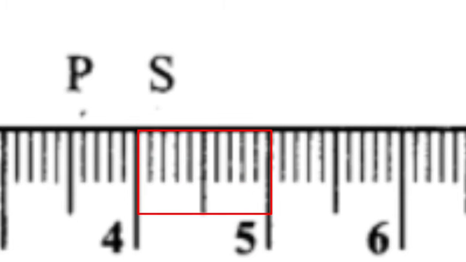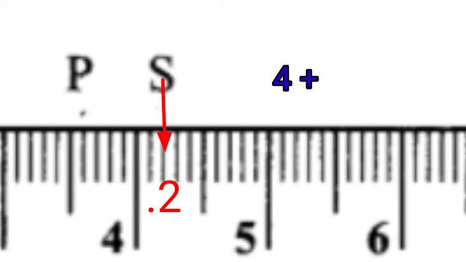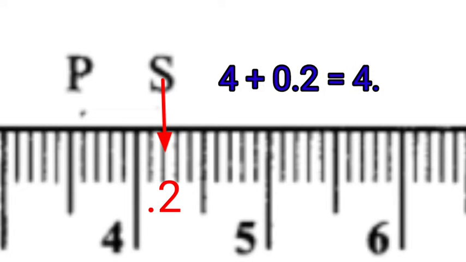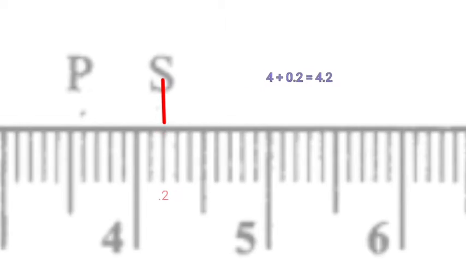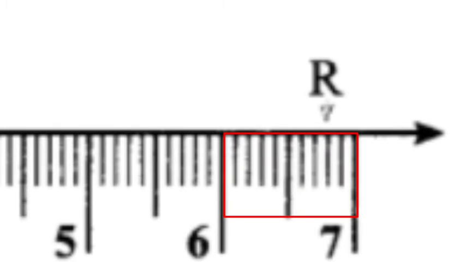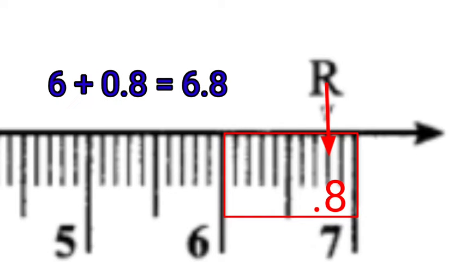The unit length between 4 and 5 is divided into 10 equal parts. The second part is taken as S. Therefore, S represents 4 plus 0.2 is equal to 4.2. The unit length between 6 and 7 is divided into 10 equal parts, and the eighth part is taken as R. Therefore, R represents 6 plus 0.8 is equal to 6.8.